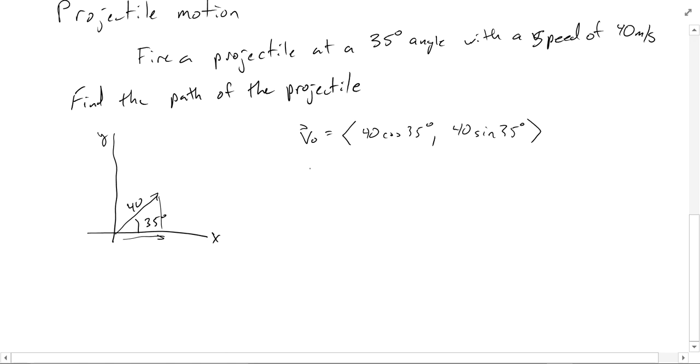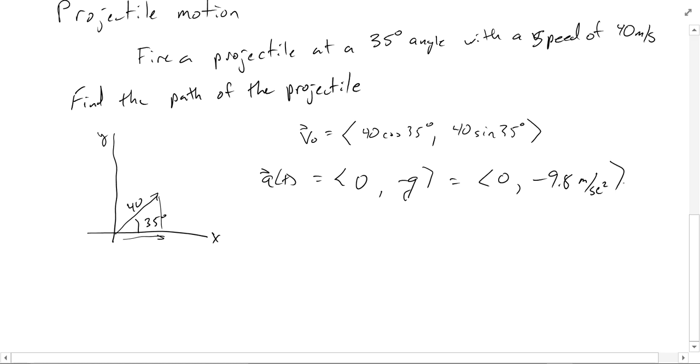Initially we have an acceleration, and the only acceleration we're going to go with is that gravity is pulling downwards, so minus g. If we're looking in meters per second, I think it's negative 9.8 meters per second squared. So this is our vector function, which would be 0, minus 9.8.